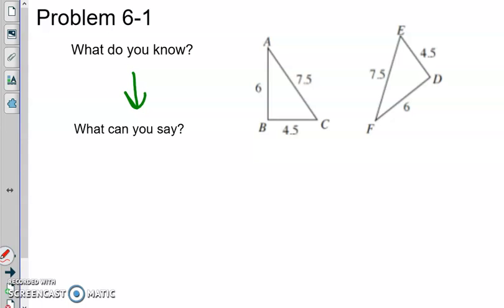So in 6.1, I'd like you to look at the picture and just write down what do we know, and do we have enough information to be able to say the triangles are similar? Do we have enough information to be able to say the triangles are congruent? And that's what they're asking you to do in problem 6.1.